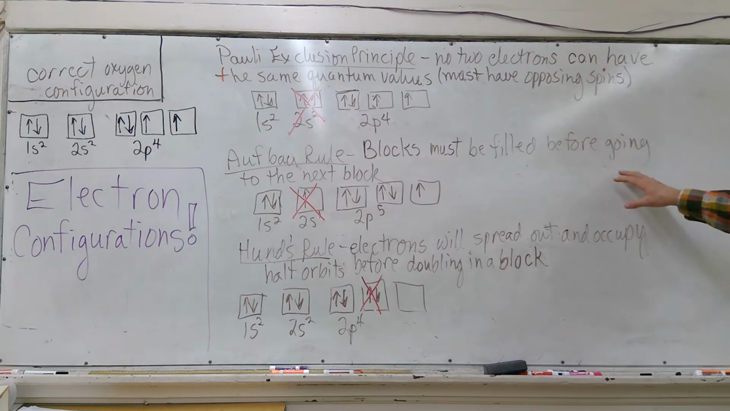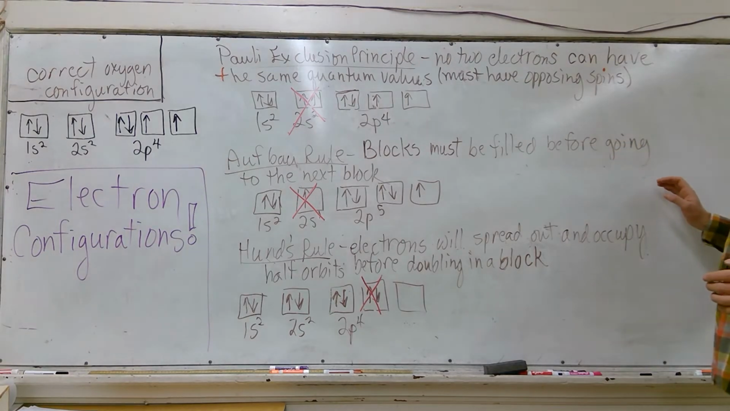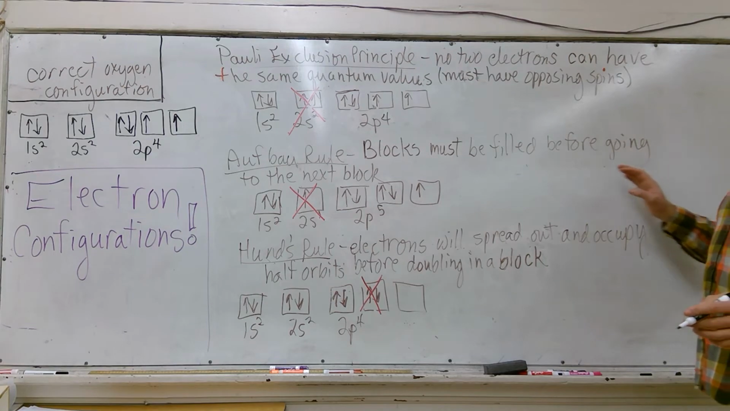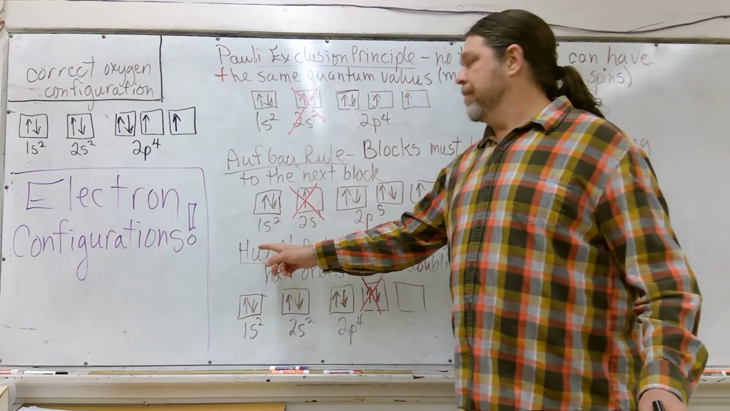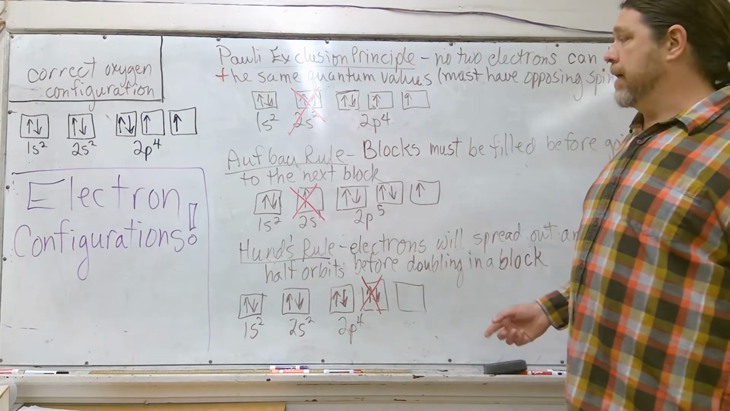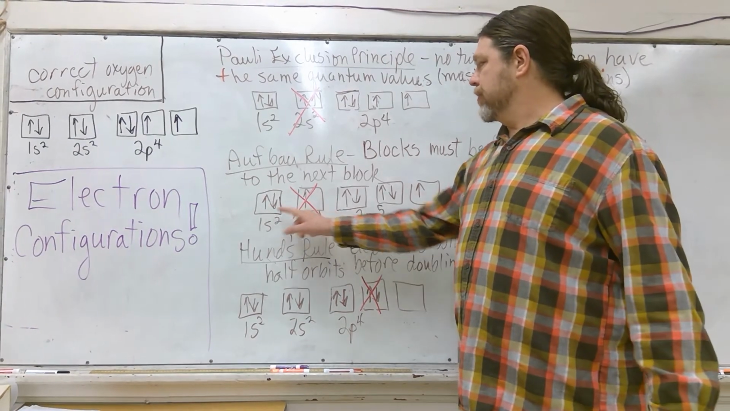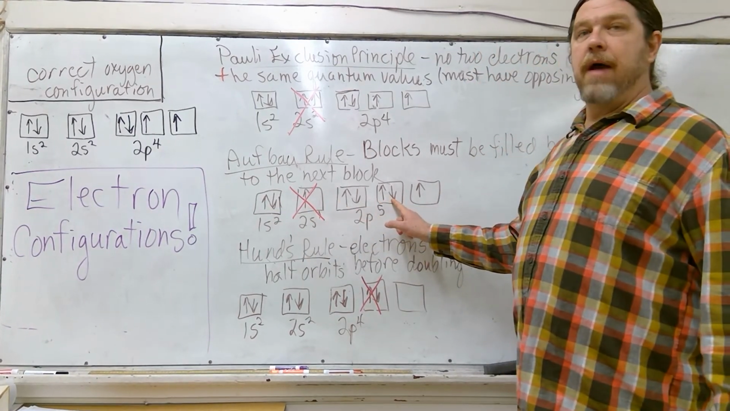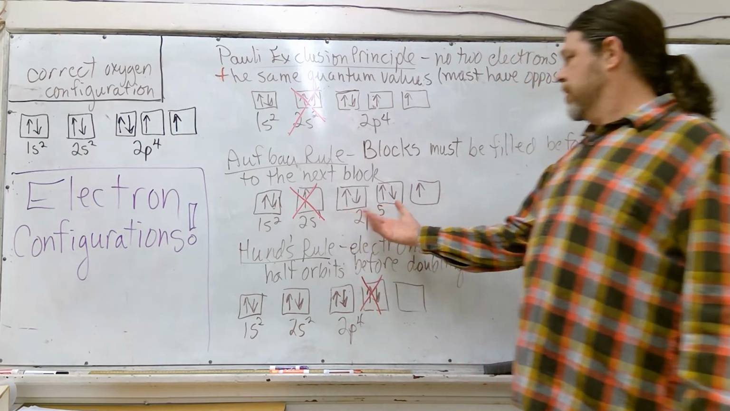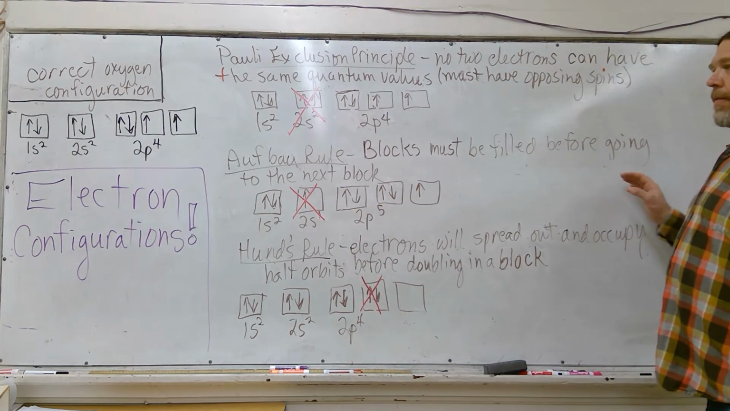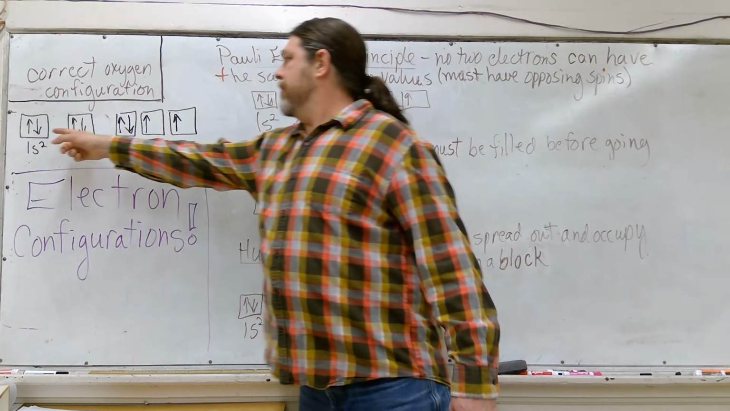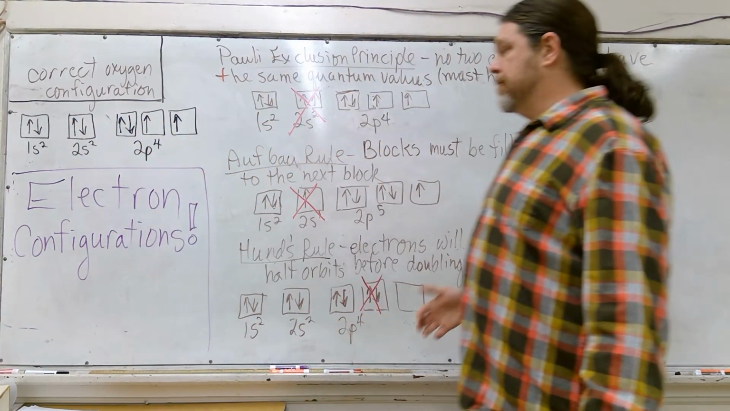The Aufbau rule tells us that we cannot half fill a block before we go to the next block. Remember, blocks are the S's, P's, D's, and F's. So I could not half fill this one or this one and then go to that one. We would have to fill these first before going here, so that we don't have these half-filled, partially filled blocks.